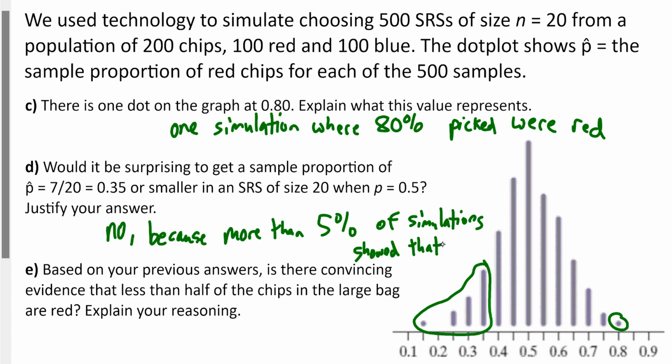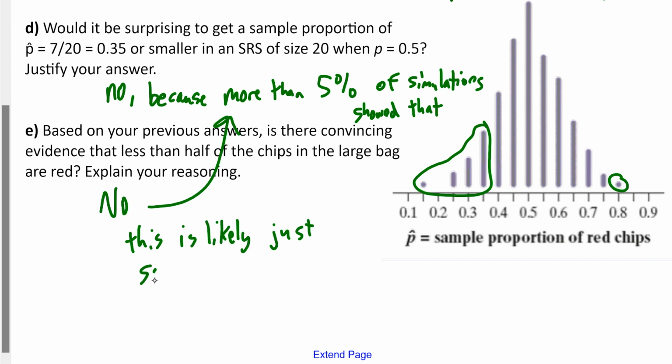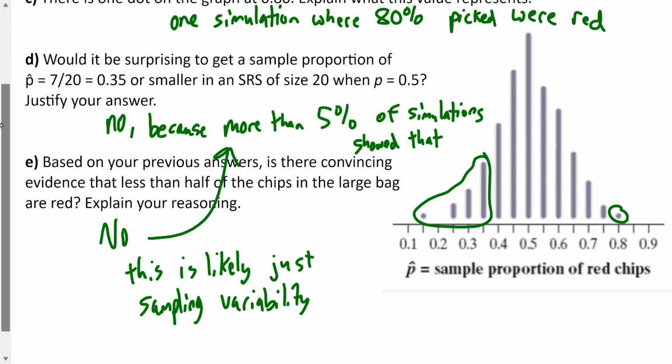Okay? So based on your previous answers, is there convincing evidence that less than half of the chips in the bag are red? Do we actually think that she's lying? No. Because of the reasoning right there, boom, we're going to say this is likely just sampling variability, which is a natural thing. Ultimately, things regress to the mean, like we've talked about regression lines. The more you do, the closer and closer it's going to get to that 0.5, which is clearly the center of this distribution.